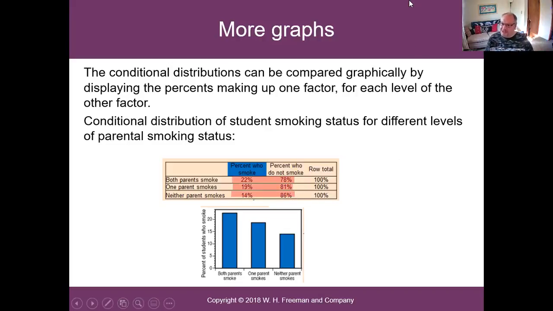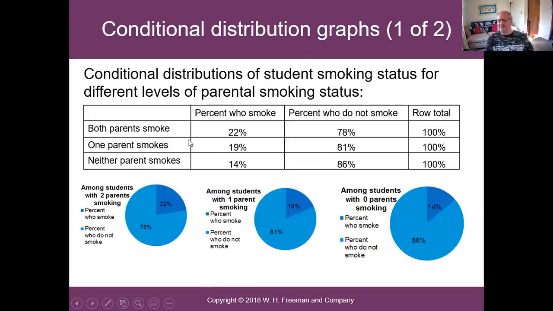Now let's use that information and think about what it's like to make those into circle charts instead. If I make them into circle charts, then I have 3, 1 for each category. I have a both parent smoke circle, I have a 1 parent smoke circle, and then I have a neither parent smoke circle. Okay, so hope that's clear.